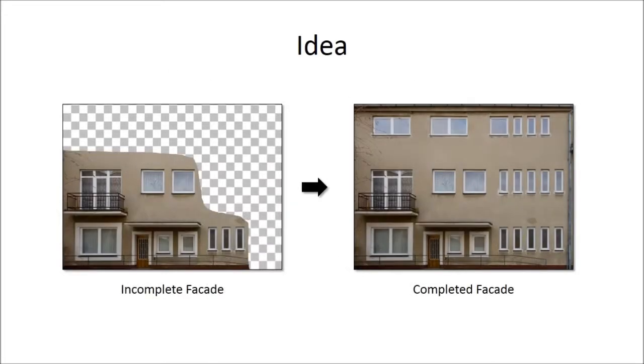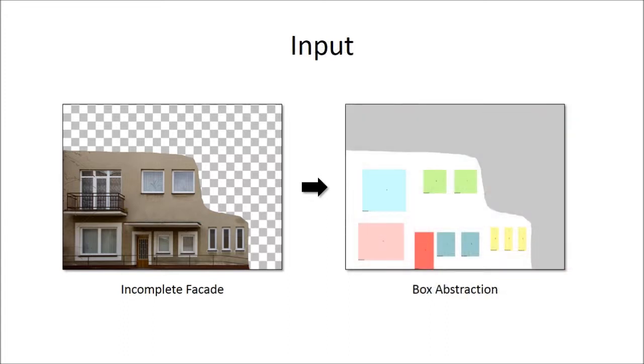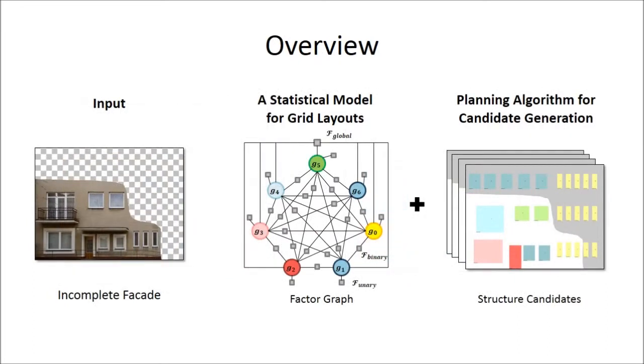The idea of our paper is to take an incomplete facade as input and to automatically generate a plausible completion. Given an incomplete input facade, we use box abstractions to represent the elements of the facade. The proposed solution is to break the problem into two components: a statistical model to evaluate layouts and a planning algorithm to generate candidate layouts.